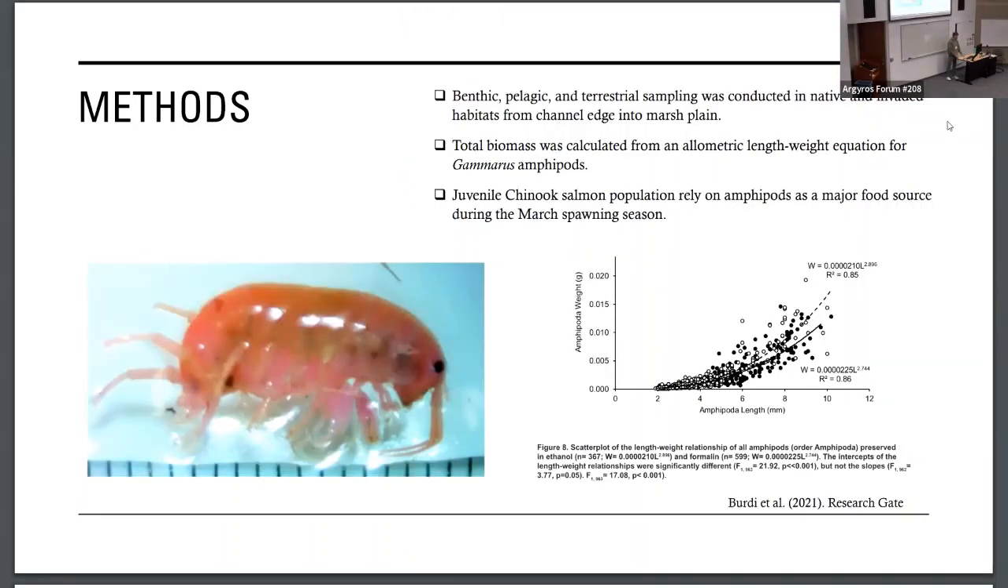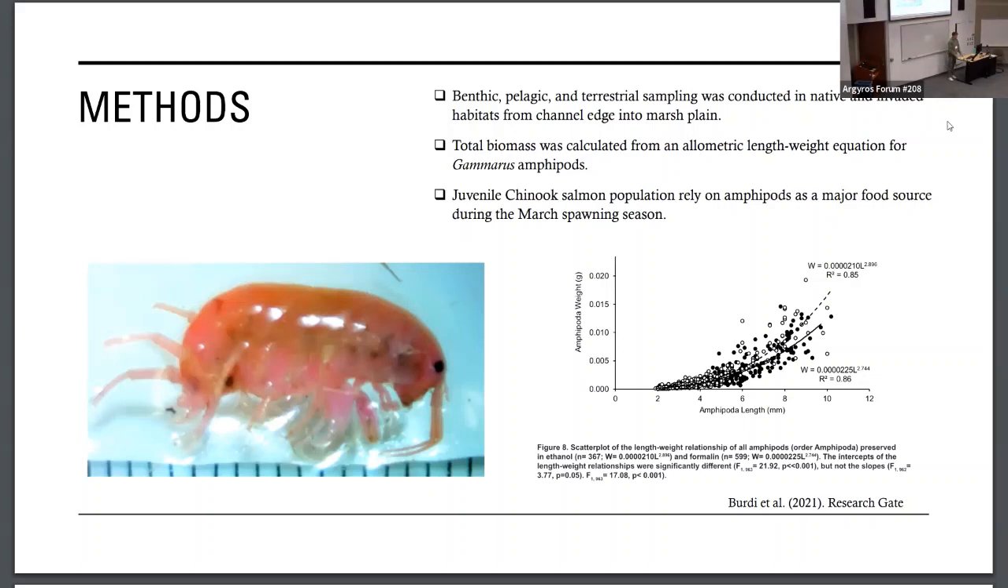So for methods, I did not do this, but the field study was: we collected transect data, we collected samples of invertebrates and really just mud and everything in four different transects, 0 meters, 5 meters, 10 meters, and 20 meters from the channel's edge. Then we did some microscopy work to identify all the different invertebrates. Since I was focusing solely on the amphipods, because that's the important food source for the Chinook salmon, I collected the body length and multiplied that by an allometric coefficient, which is kind of like a weight to length ratio or equation, and from that I was able to calculate the total biomass of the amphipods.